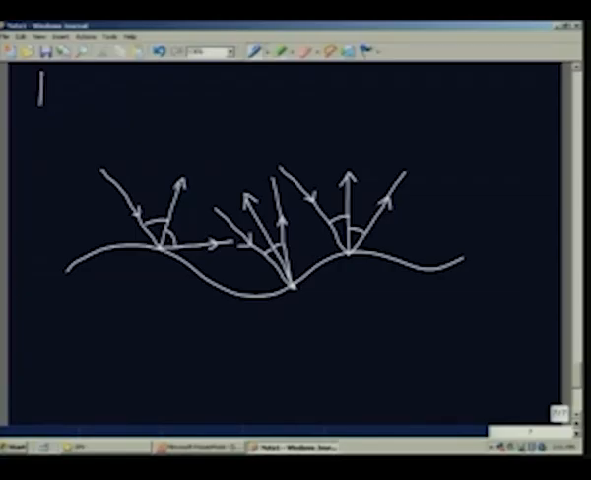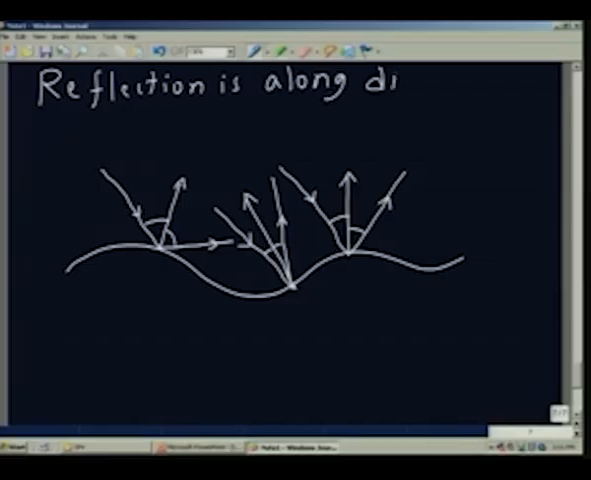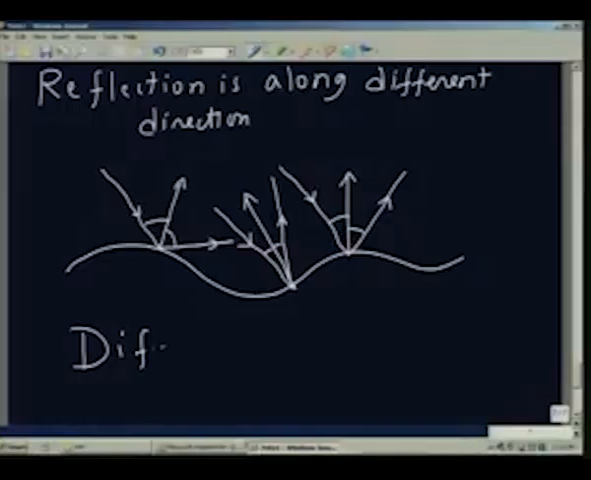So, the reflected direction is along different directions. In principle, if we define a surface as being totally rough engineering wise, then what it means is that the radiation which is reflected will be going in all directions, and therefore, we call such a surface a diffuse reflector. Diffuse reflector.